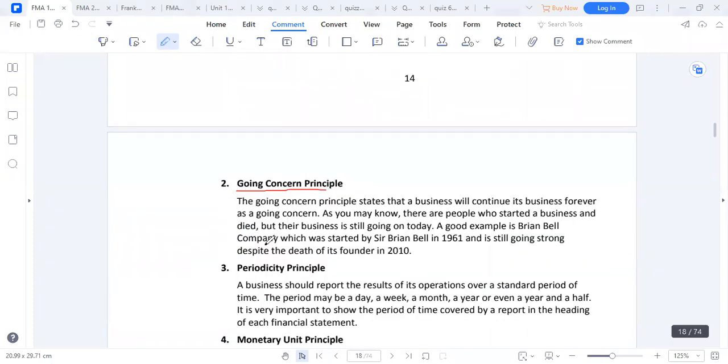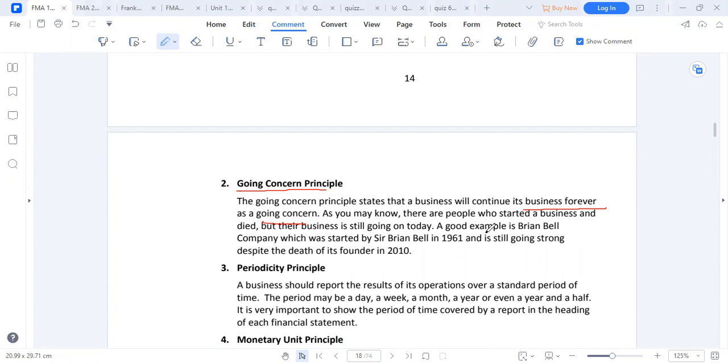Going concern assumes that you must look at a business as existing forever, as having a going concern. So if you're evaluating a business, you must not value it as if it is going to die tomorrow. The people who started the business are looking at it going on into the future. So it must have a going concern.